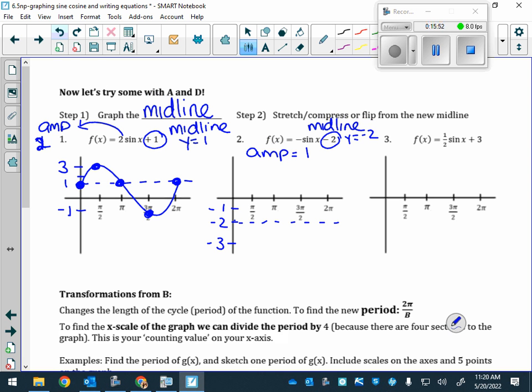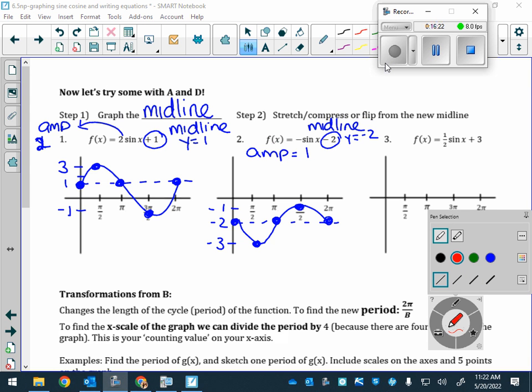0, -2. Okay. Now pi over 2, where will I go? -3. And then where? Excellent. And then where? Good. Then? Excellent. Good job. Okay. Try number 3. All right. Try number 3.